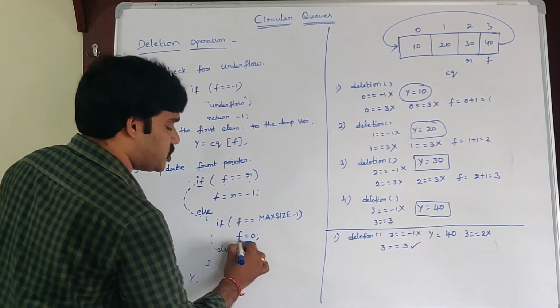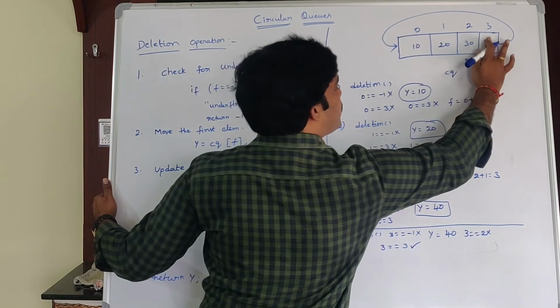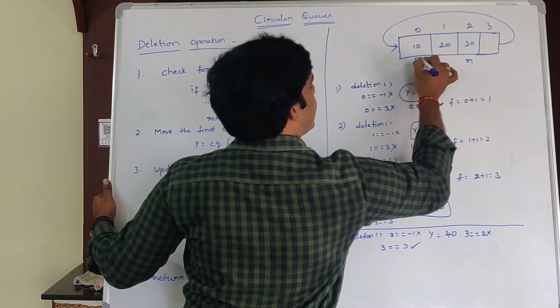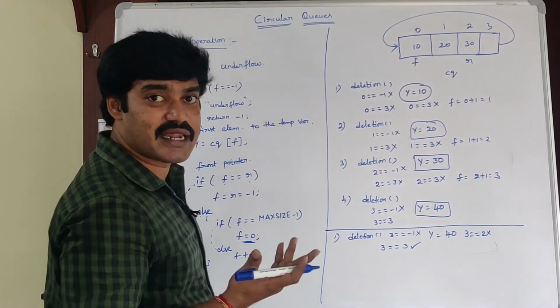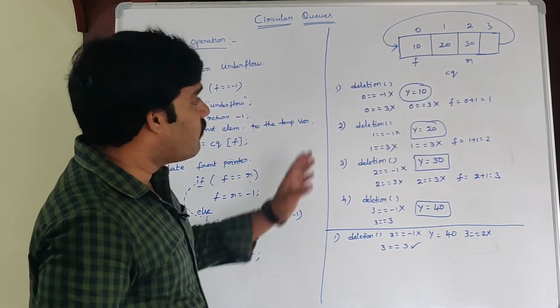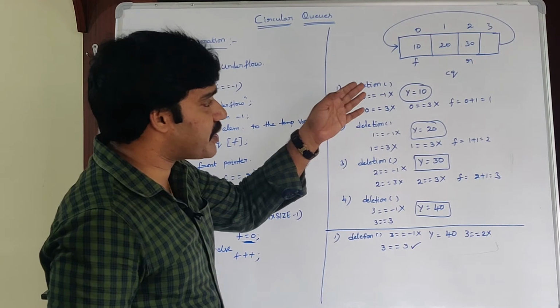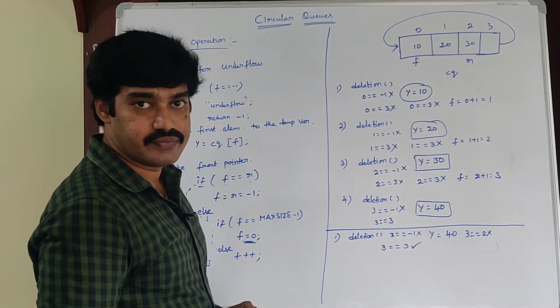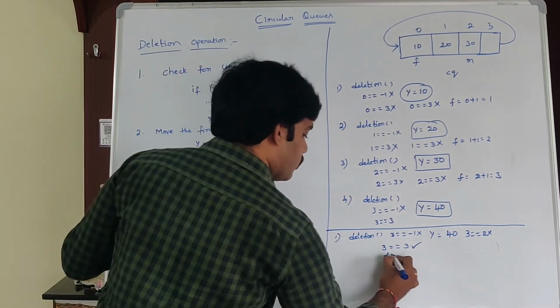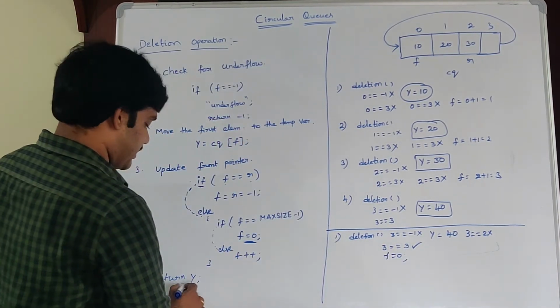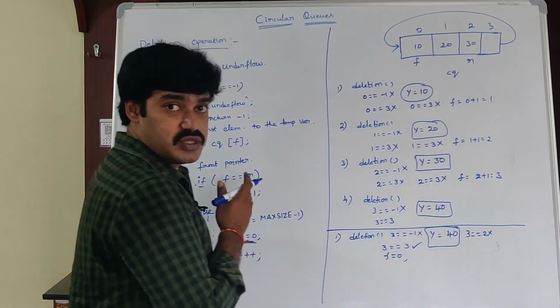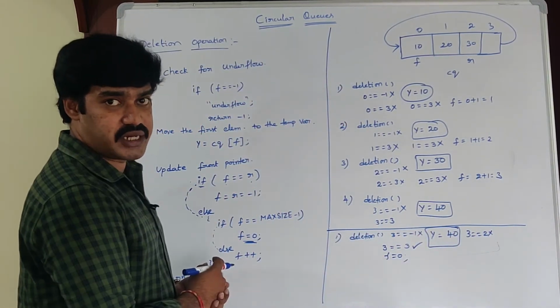Then set f to which one? 0. That means after deleting this particular element, the front pointer should point to the first element. That is nothing but a circular Q data structure. Whenever the front pointer or rear pointer reaches max size minus 1, then reset it to 0. So f is equal to 0. Finally, return y. Return y means the deleted element is 40. So this is the deletion operation.